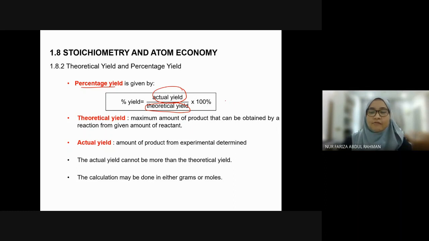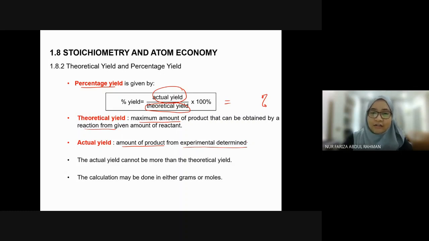Okay, the final answer should be in percentage. Theoretically, the maximum amount of product that can be obtained by a reaction from a given amount of reactant. As for the actual yield, it is the amount of product that is experimentally determined. So actual yield normally would be lesser than the theoretical yield.